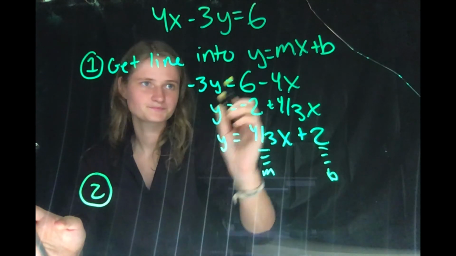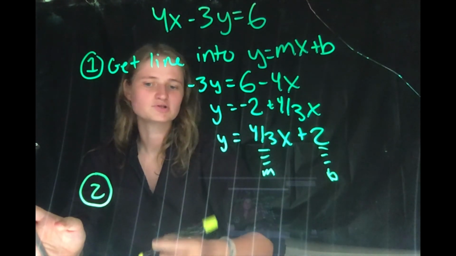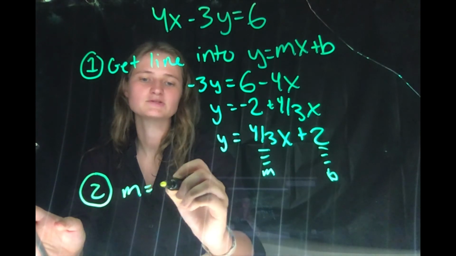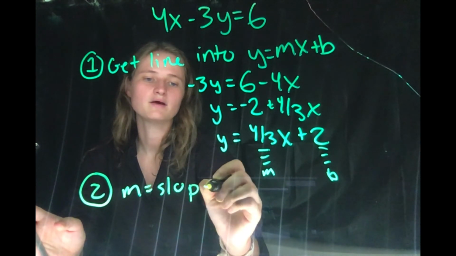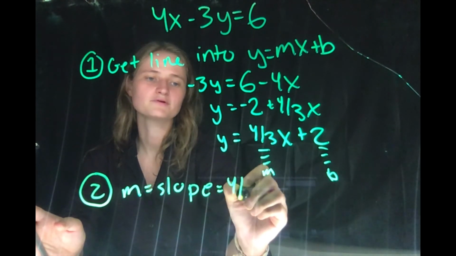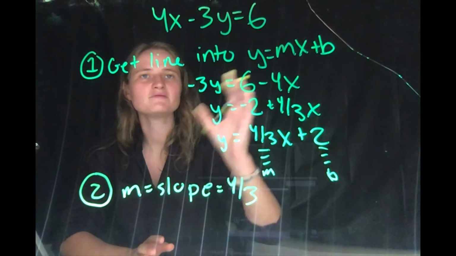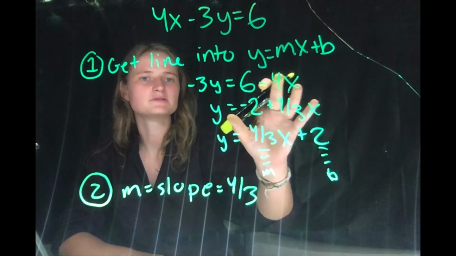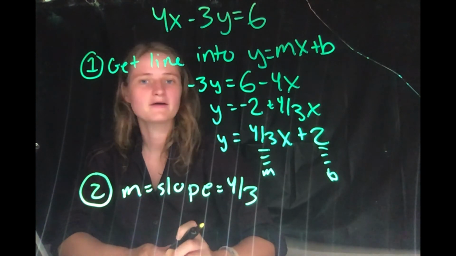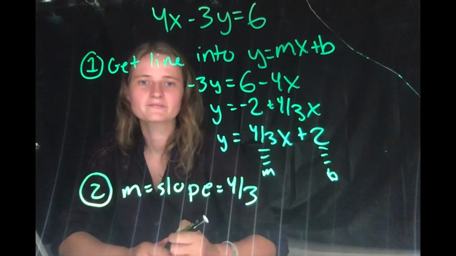But since we know that m is slope, our second step is basically just recognizing that and realizing that 4/3 is the slope of this equation. So when you have a linear equation, you just want to flip it into the form y equals mx plus b, and then take the m, and that is your slope.